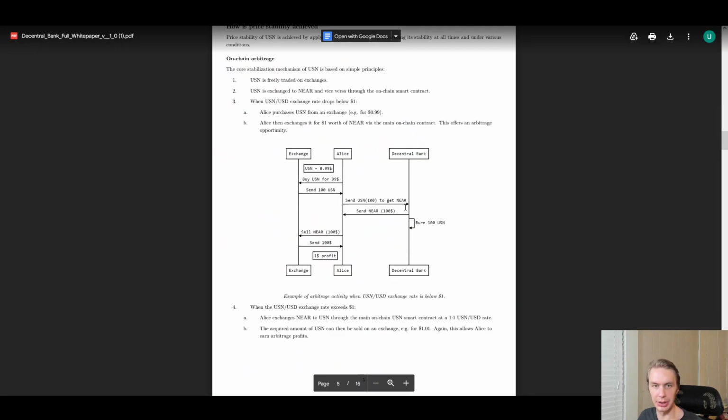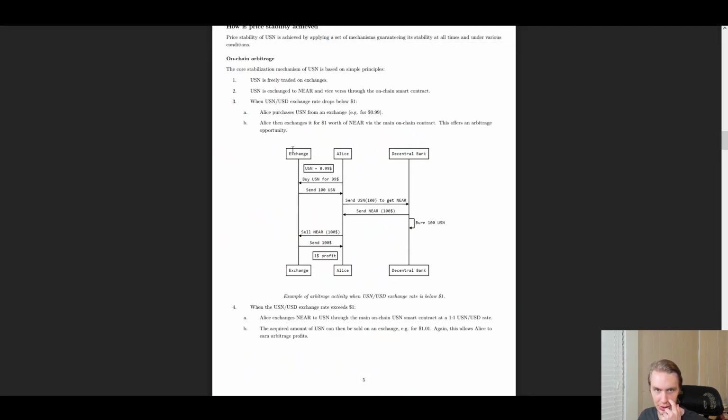So let's move over to the white paper to look at this more specifically. This is showing a flowchart of basically what's supposed to happen when, in this case, the USN falls below its peg. So let's say it's trading at 99 cents. The idea would be that some arbitrager would notice this, and they would buy USN from an exchange at 99 cents each.